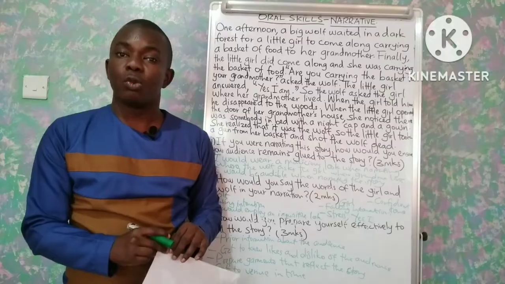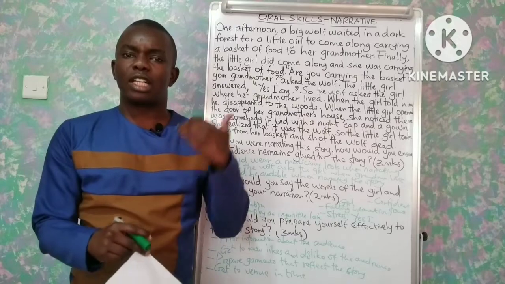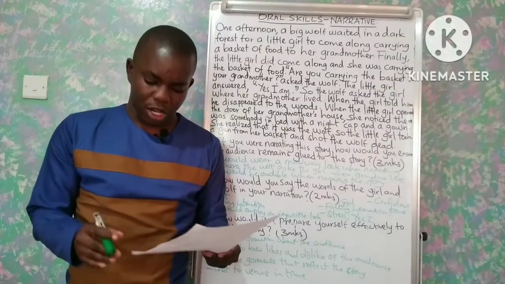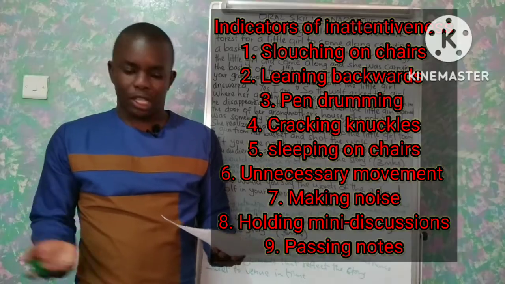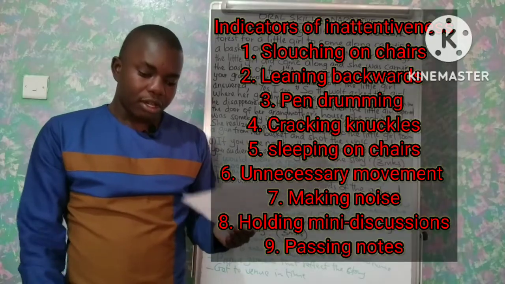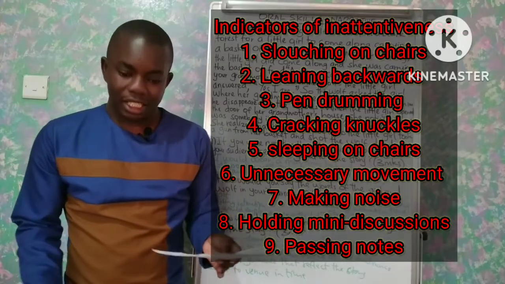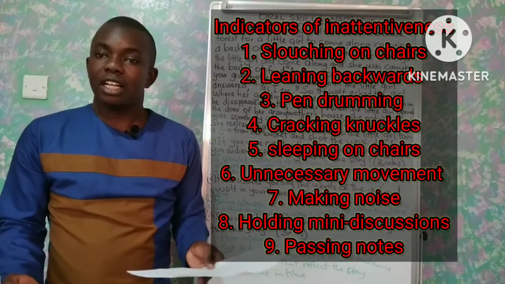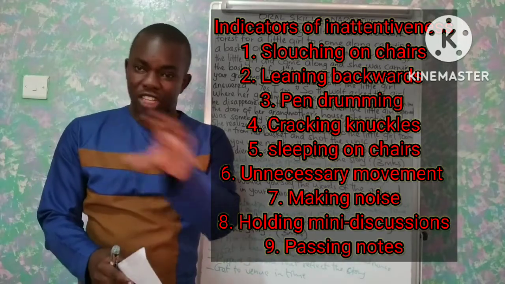Again, you can also be asked about the indicators of inattentiveness. How do you know that your audience is not following the story and is inattentive for that matter? That is where you are going to think about if the audience is slouching on their chairs, leaning backwards, pen drumming, cracking the knuckles, sleeping on the chairs, dozing, unnecessary movement, murmuring, whispering, holding mini discussions, making noise. You can think along those lines.